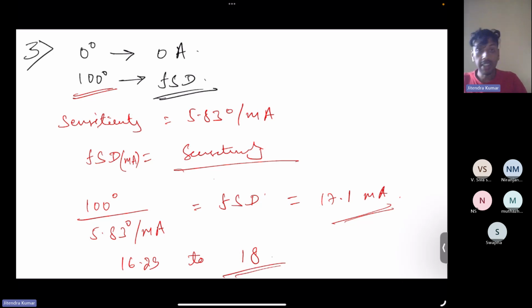Any doubt regarding this problem? If not, sir, then next. Okay, great. So the next problem is very interesting, and someone was asking about this problem in the first session, isn't it? Who was that? I cannot remember.